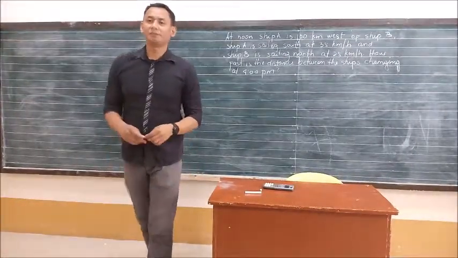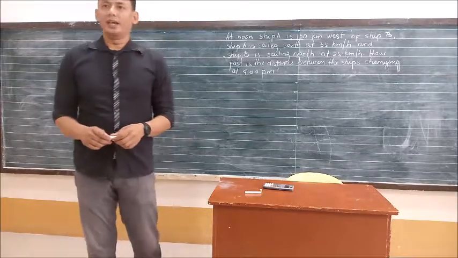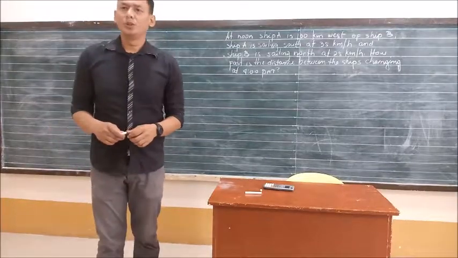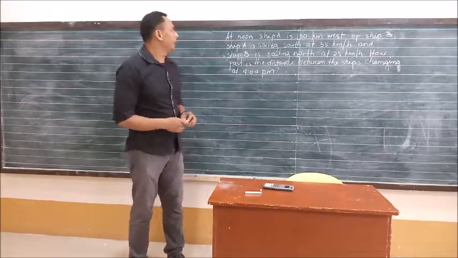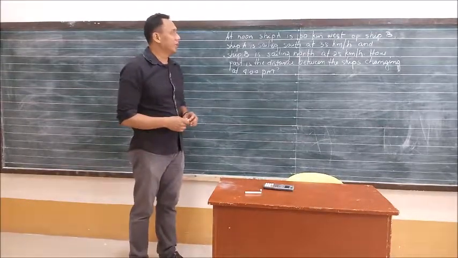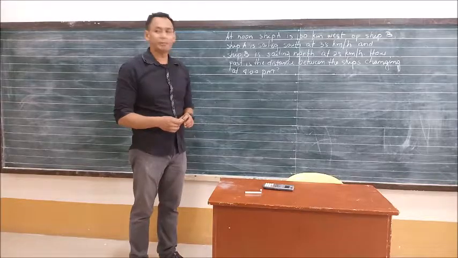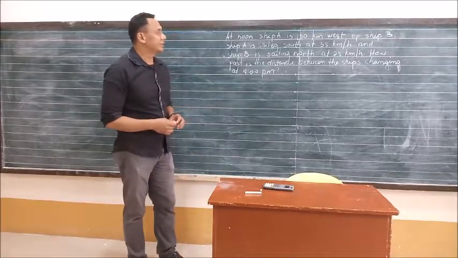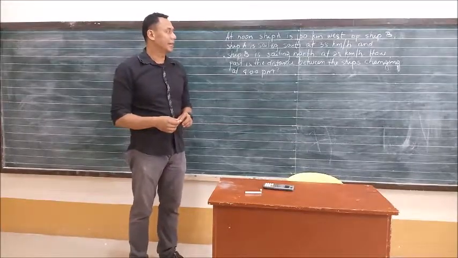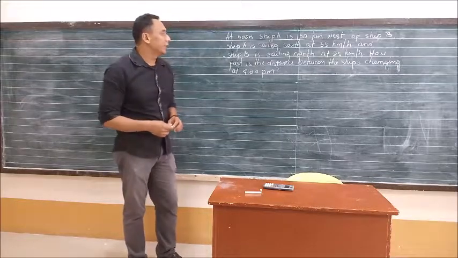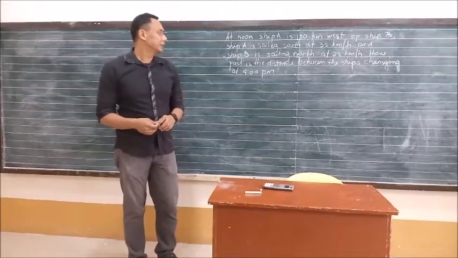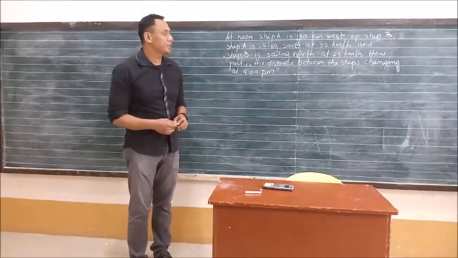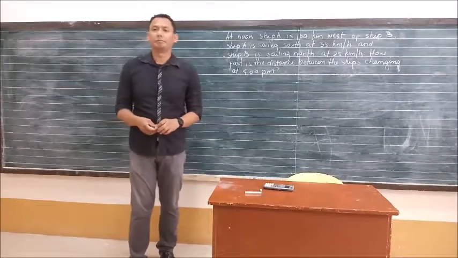Good day, everyone. In this video, I'm going to do a related rates problem. The problem says: at noon, ship A is 100 km west of ship B. Ship A is sailing south at 35 km an hour, and ship B is sailing north at 25 km an hour. How fast is the distance between the ships changing at 4 p.m.?